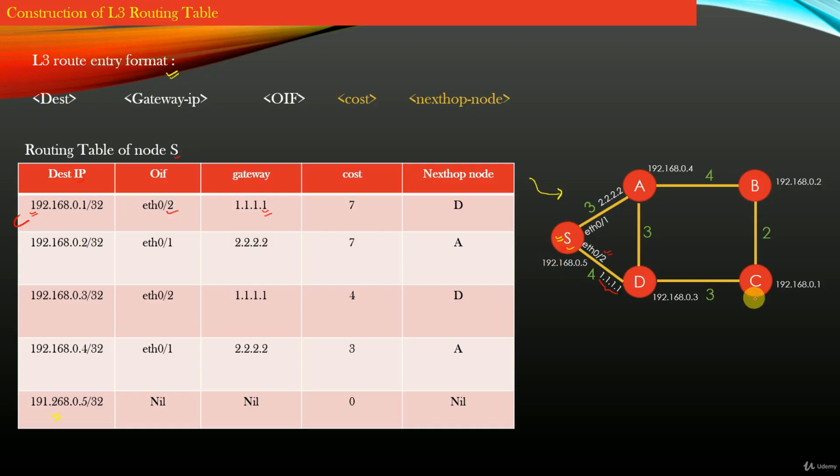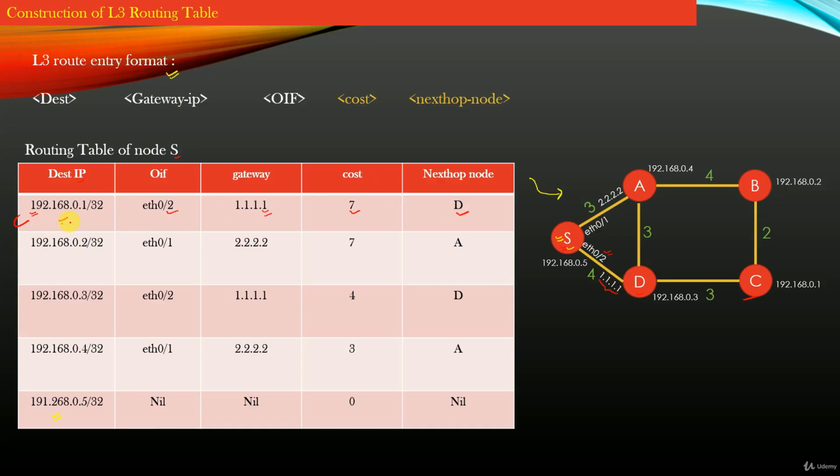So in order to reach C, D is the next hop and the gateway IP address is 1.1.1.1. And the total shortest path cost to reach the node C from the node S is 7, right? And the name of the next hop node here is the node D, right?